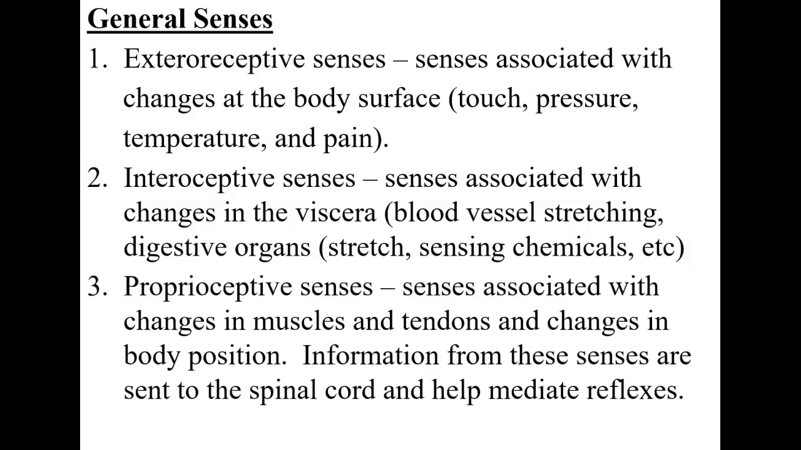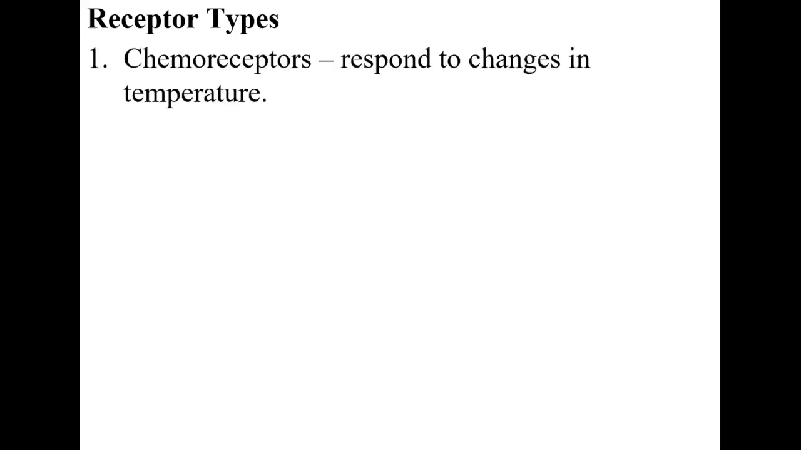We also have proprioceptive senses. These are senses associated with changes in muscles and tendons and changes in body position. Information from these senses is sent to the spinal cord and they help mediate reflexes that we have. So these interoceptive, exteroceptive, and proprioceptive senses are all going to have different kinds of receptors that are going to be the mechanism that we can sense different kinds of things.